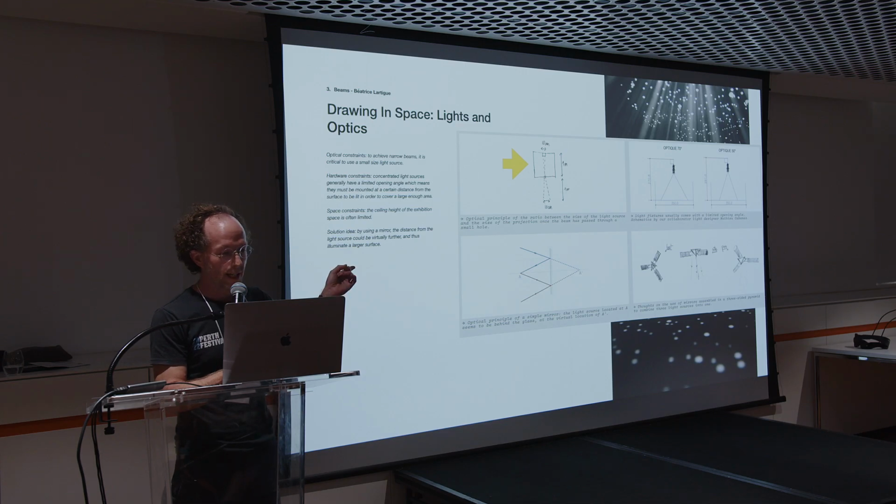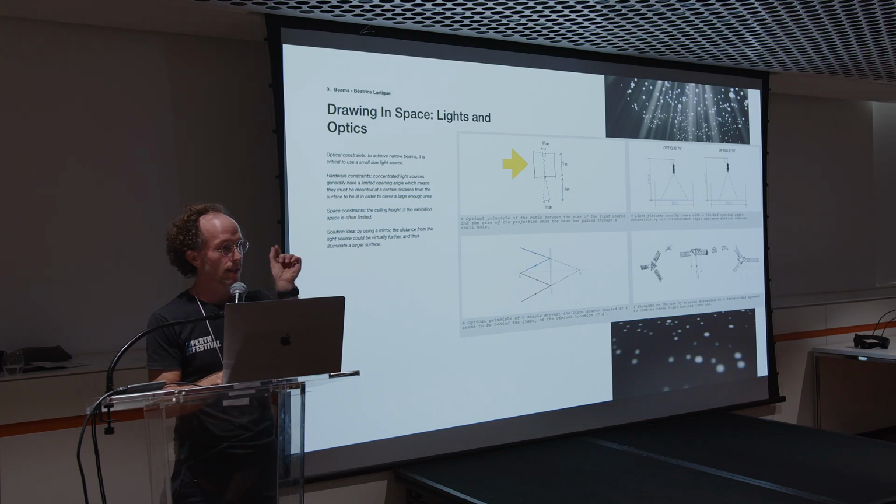So the ratio between the size of the light source and the size of the projection once the beam has passed through a small hole is a consideration. What happens is quite rapidly that beam widens and increases over the throw distance, so you don't get these nice fine beams anymore.